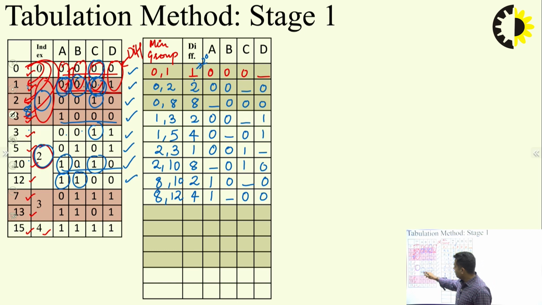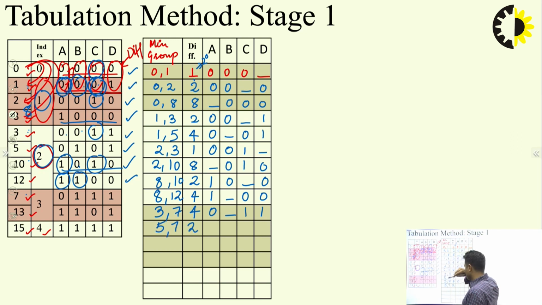Similarly, we will check the grouping possibilities between index 2 and index 3. So 3 and 7 will be compared. 3, 7 difference is 4, so 2 raised to power 2. So there is a possibility that a group will be formed. So we can check 0-0-1-1 and 0-1-1-1, so 0-1-1 with a dash. 3 and 7 difference is 4. Similarly 3 and 13 difference is 10, we need not check. 5, 7 difference is 2.